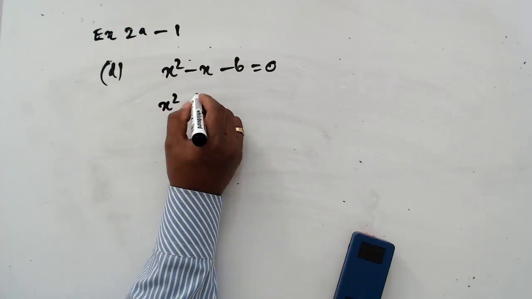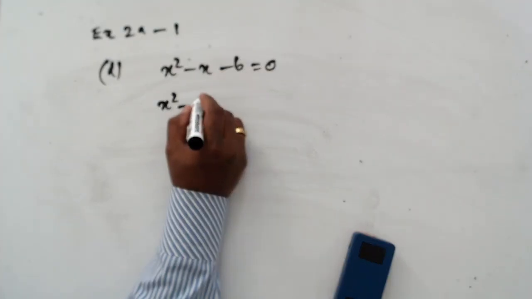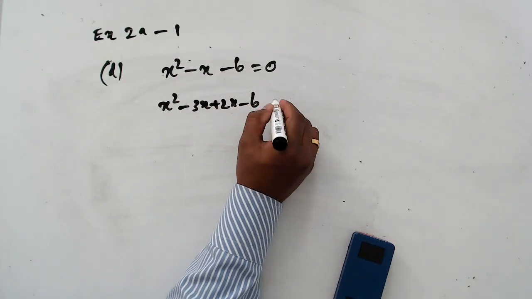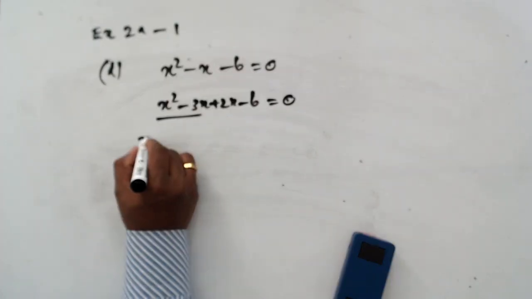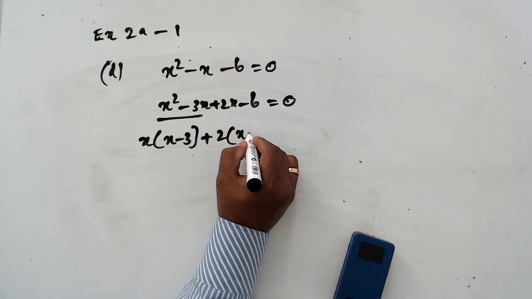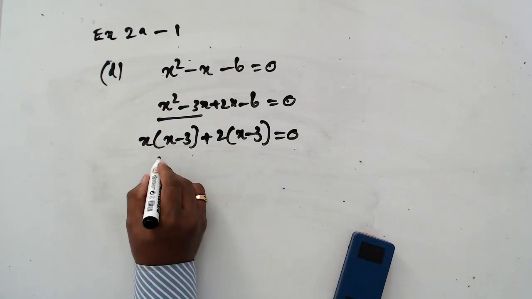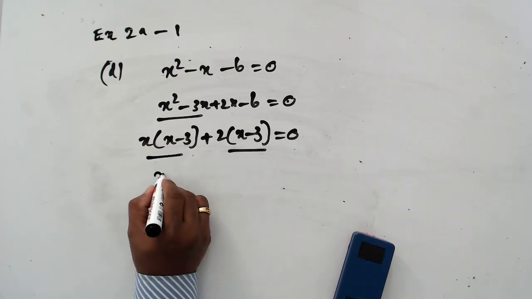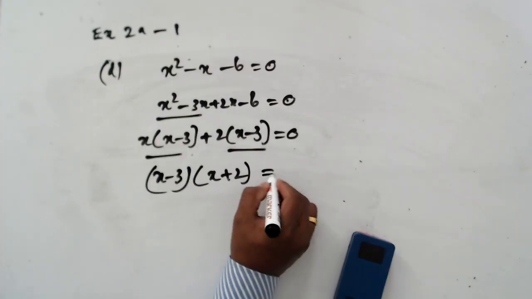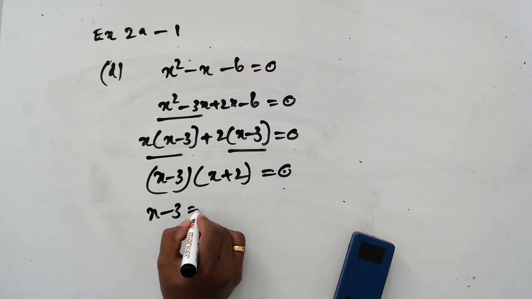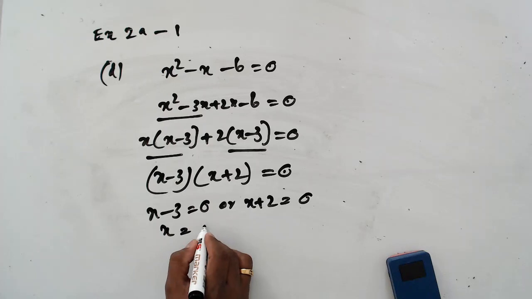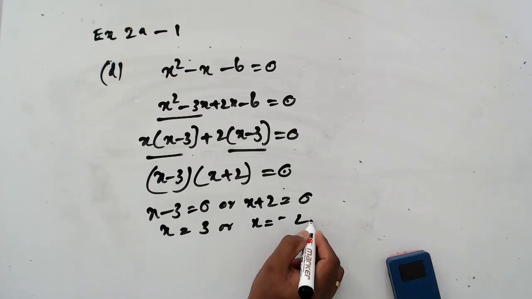X square minus x, I can break into minus 3x plus 2x. When you add, you get minus x, and this is minus 6 equals 0. X is common from here, x minus 3 remaining, plus 2 common here, x minus 3 is remaining. From here, x minus 3 is common. I took x minus 3 out, and remaining x and plus 2 equals 0. X minus 3 equals 0, or x plus 2 equals 0. X equals 3 or x equals minus 2.